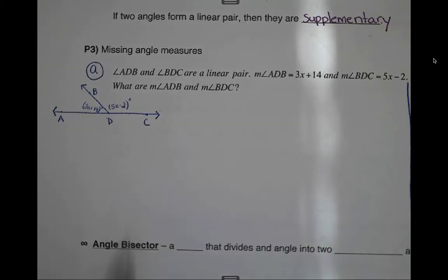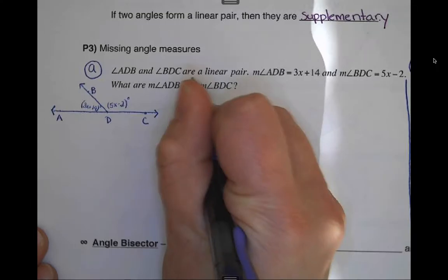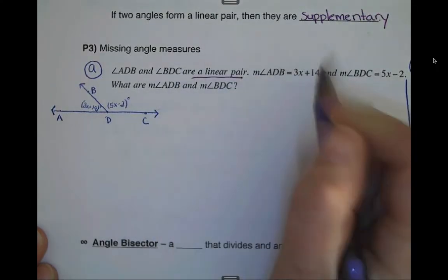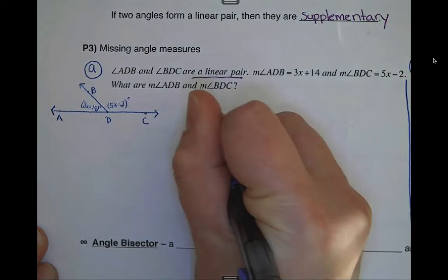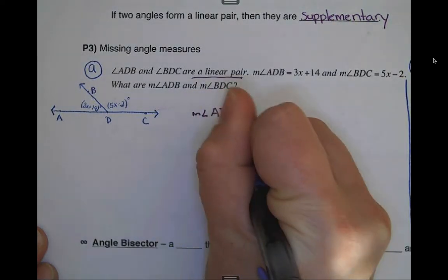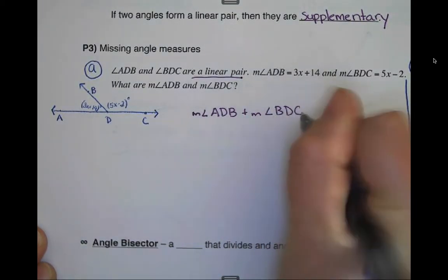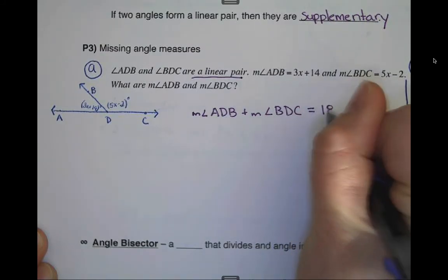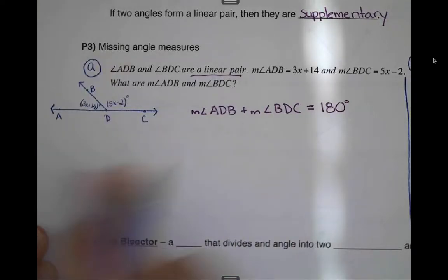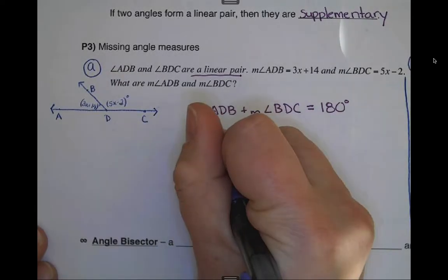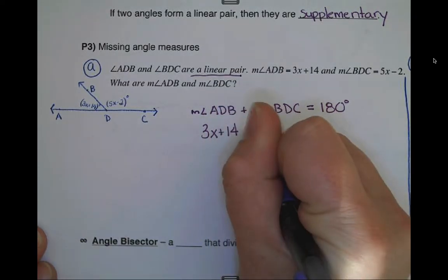But we are told that angle ADB and angle BDC are a linear pair, which means they're supplementary. So we know that the measure of angle ADB plus the measure of angle BDC are equal to 180. Because they form a linear pair, they are supplementary. You can see my picture over here. I'm going to go ahead and substitute in the expressions for my angle measures that were given to me in the problem.